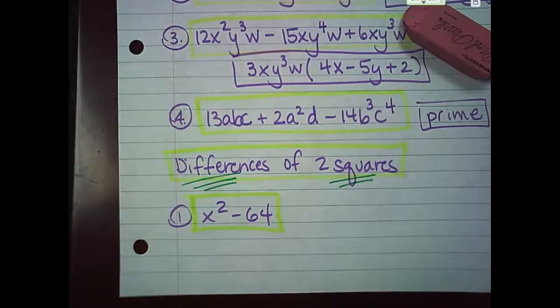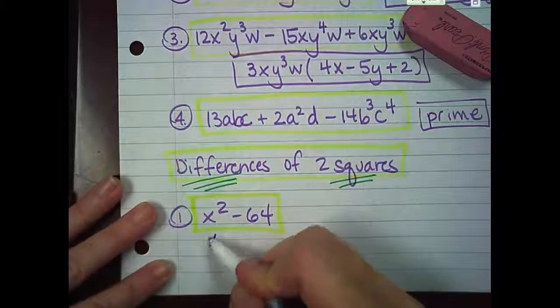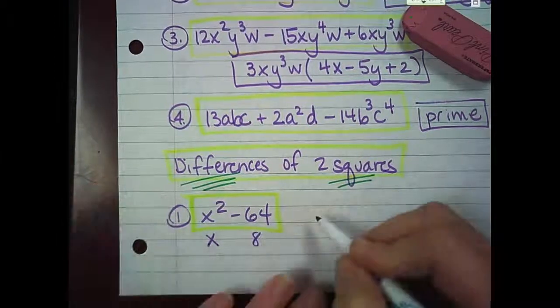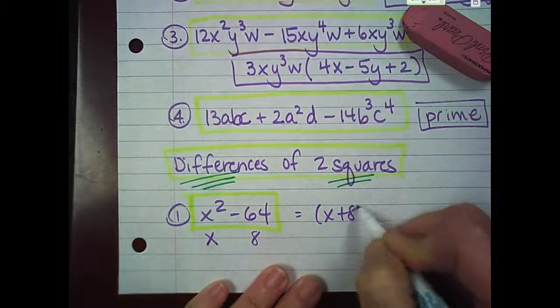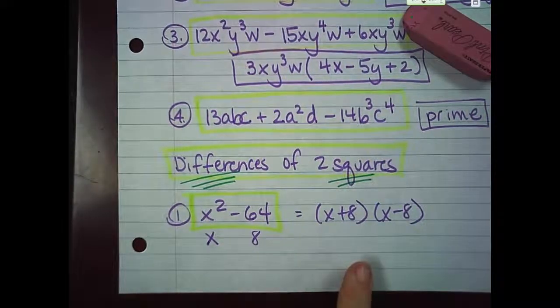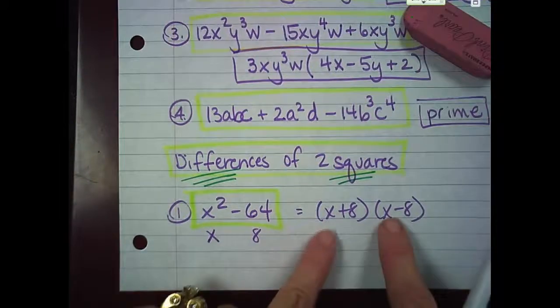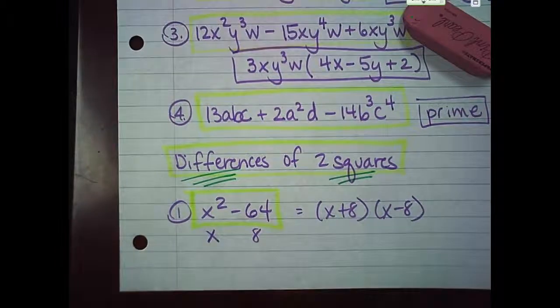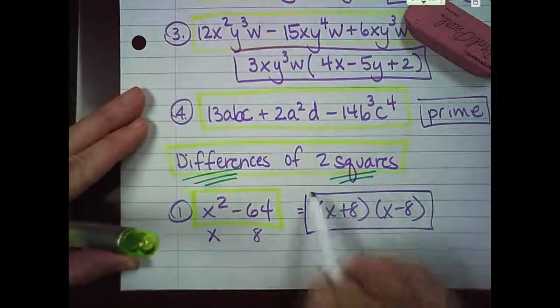And the way that you're going to say that is, what's the square root of x squared? x. What's the square root of 64? 8. So then the answer is just x plus 8 and x minus 8. Because when I FOIL this out, what's going to happen to the middle term? It's going to go away, and you're going to get x and x makes x squared. 8 and 8 make 64. Okay? That's the reason that it works.